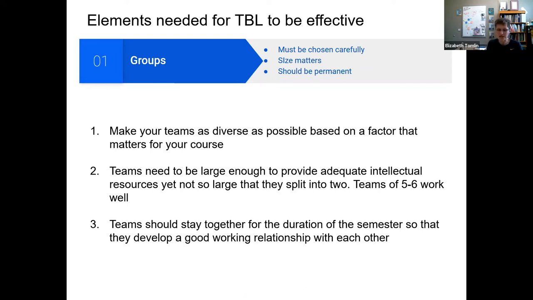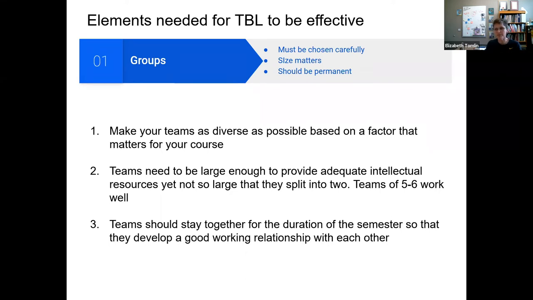The other thing is team size, and that's really important as well. They need to be big enough so you've got enough collective intellectual resources to be effective. But if you make them too big, they tend to split into two factions. I've found 5 to 6 works really well, and I go for 6 to try to account for drops. This semester has been problematic because I had a lot of drops, and it has not been the greatest semester for student engagement and participation. I think this is university-wide, nationwide, from people I've talked to. So some of my teams are a little bit smaller than I would like them to be this semester.